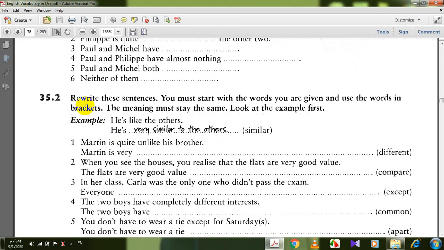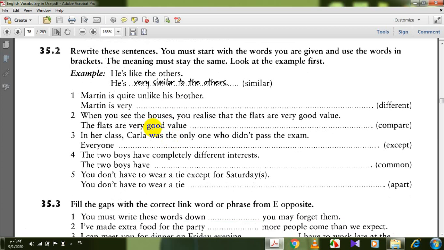35.2. Rewrite these sentences. You must start with the words you are given and use the words in brackets. The meaning must stay the same. Look at the examples first. Example 1. He is like the others. Use similar. He is very similar to the others. Good. Martin is quite unlike his brother. Use different here. Martin is very different from his brother.